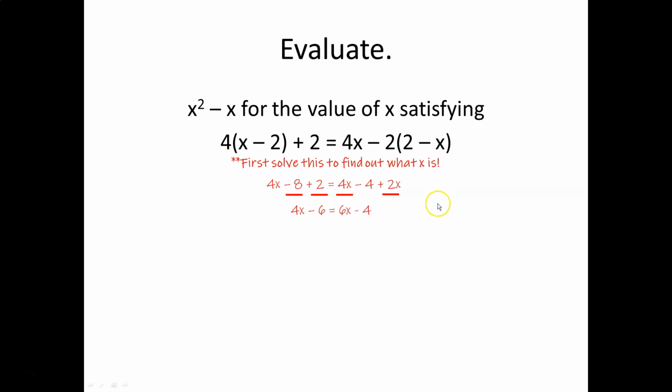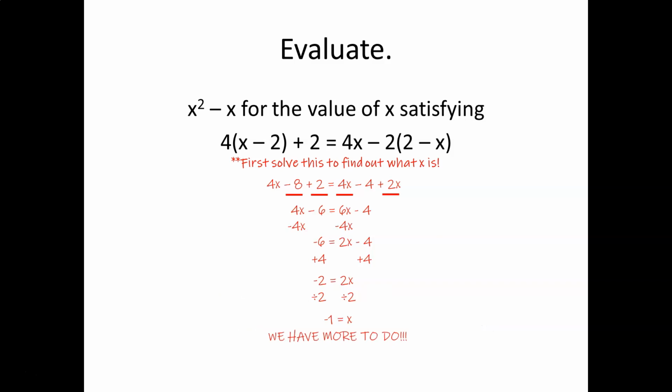Okay, now we just need to get our x's on one side and then get our numbers on the other side from the x's. And then we're left with 2x equals negative 2. So we're going to divide out that 2. And we're left with x equals negative 1.